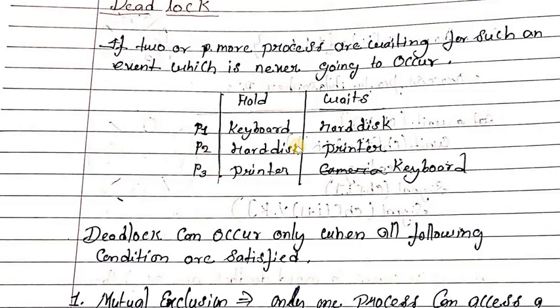Here the condition of process P3 won't be fulfilled because the keyboard is already held by P1. The condition of P2 is not fulfilled because the printer is held by process P3. P1 won't get access to the hard disk because the hard disk is held by process P2.